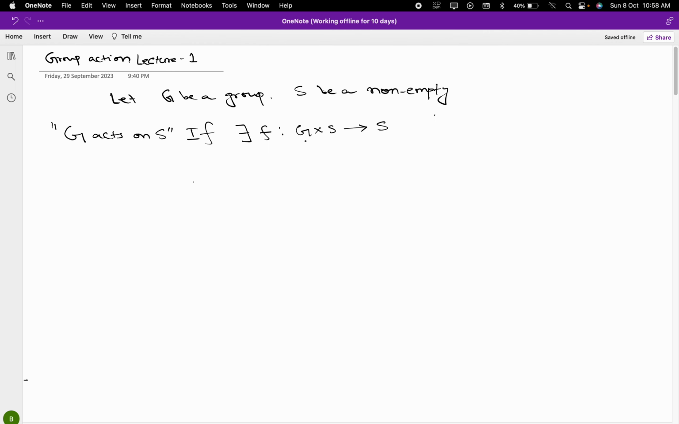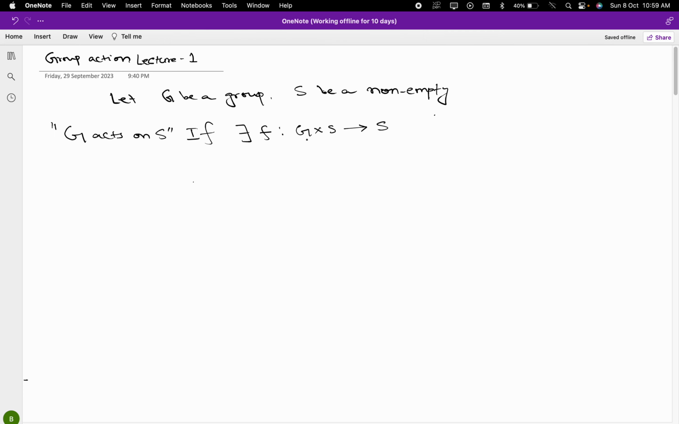What is this domain? This is the Cartesian product of G and S. S might be G, there is no problem, and we have taken S just as a set. S may be a group itself also, so we don't bother about that.